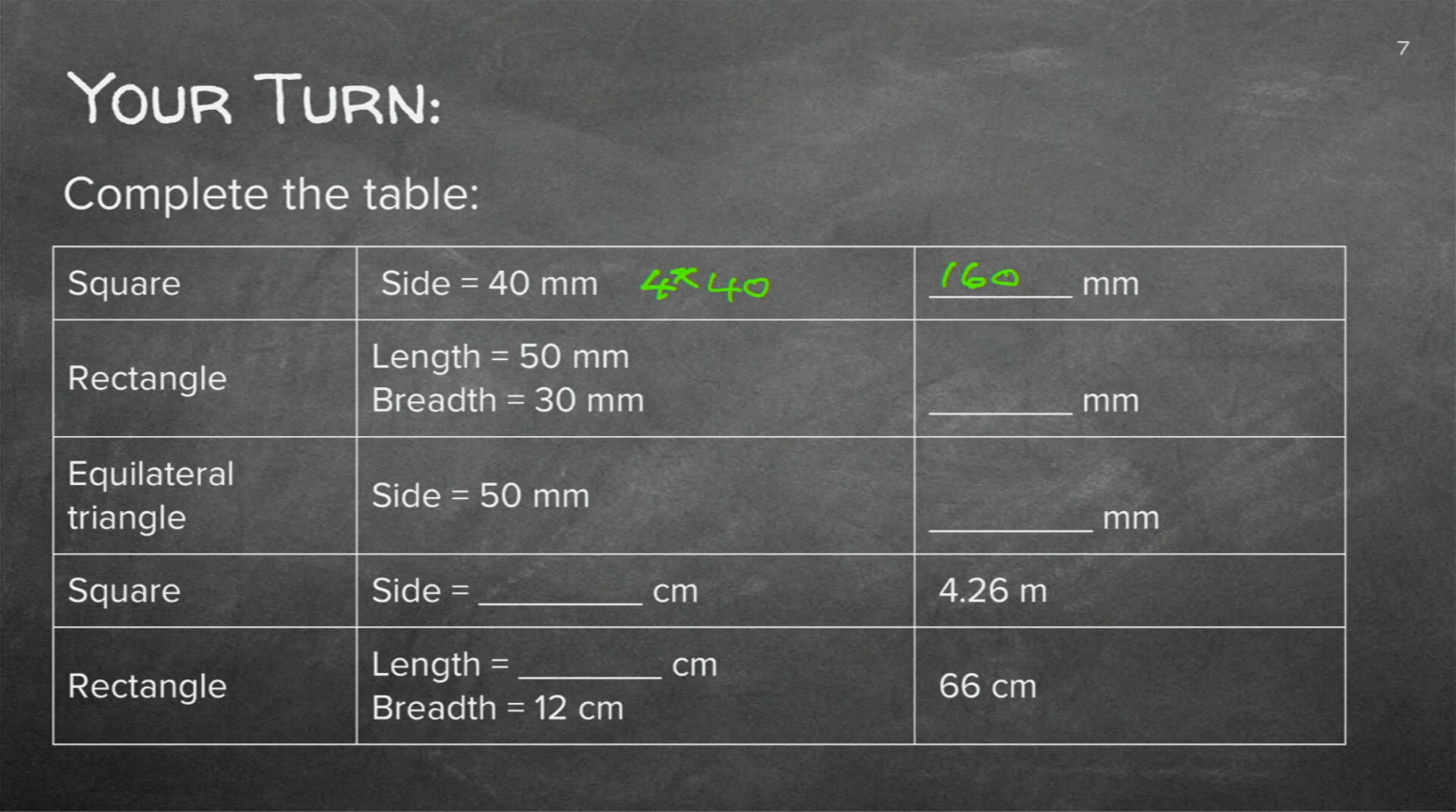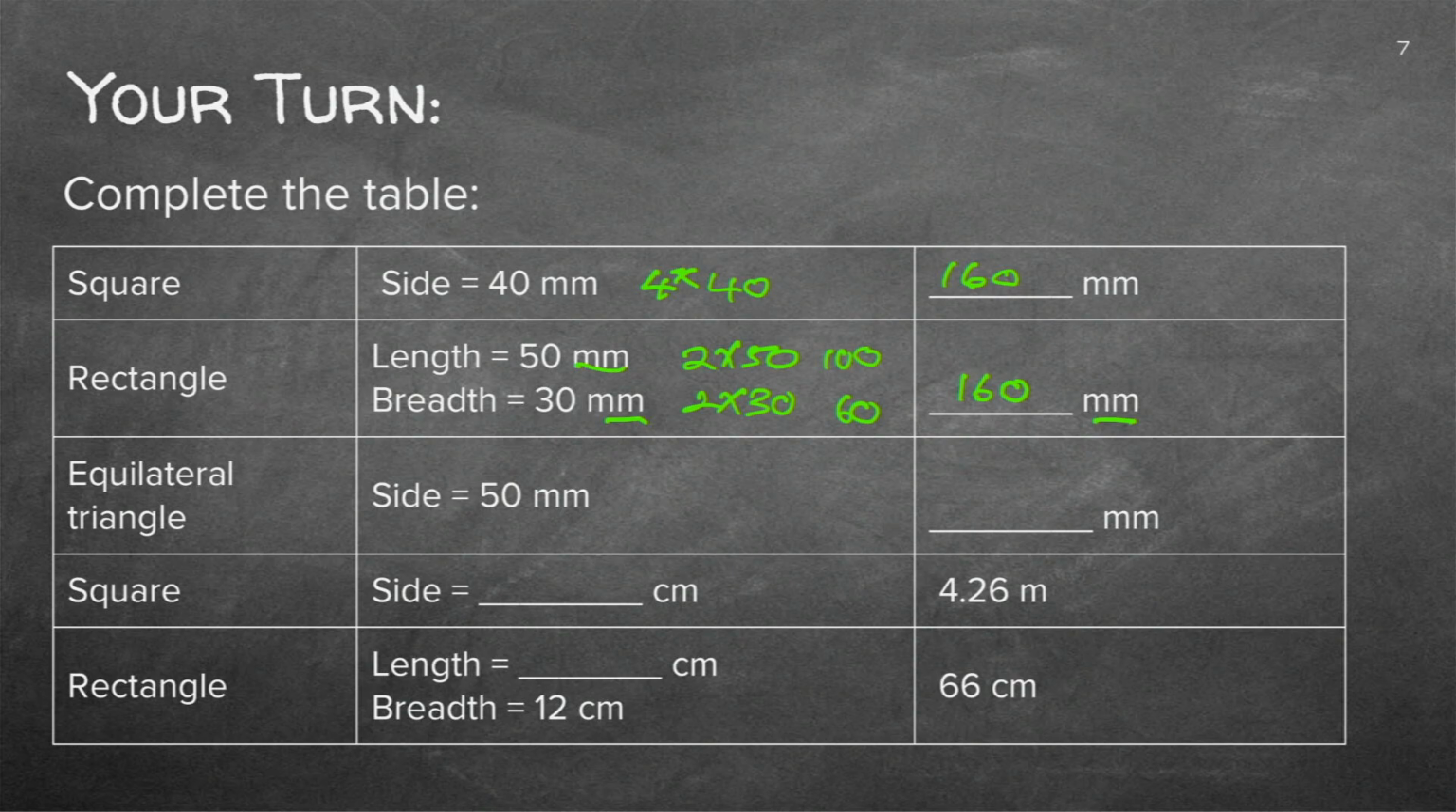Now in a rectangle, they ask us to work out the perimeter. The length is 50 millimeters, the breadth 30. We see this again, the measurement is the same. So all we're going to have to do is 2 times 50 and 2 times 30. This is going to give us 160, so it's 160 millimeters.